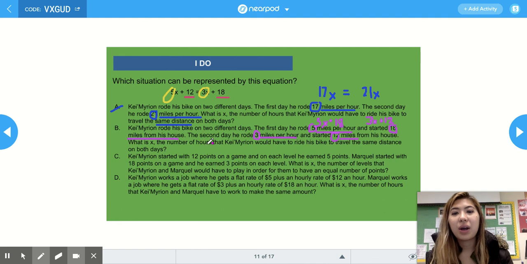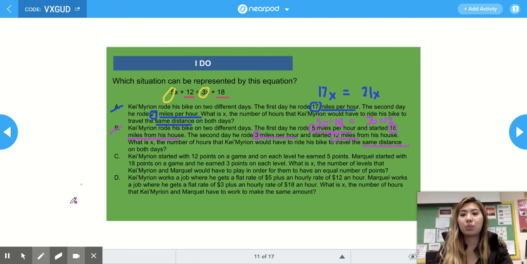What is x, the number of hours that Kimarian would have to ride his bike to travel the same distance on both days? Since it's the same distance, we're going to put an equal to sign in between the two equations. So we have 5x plus 18, which is not the same thing as 5x plus 12, is equal to 3x plus 12. So it's definitely not answer choice B.